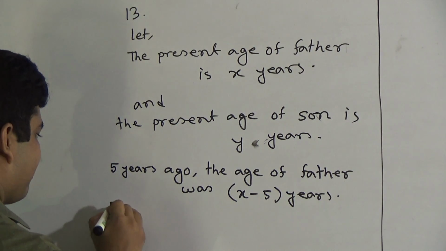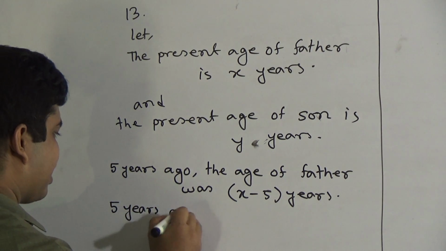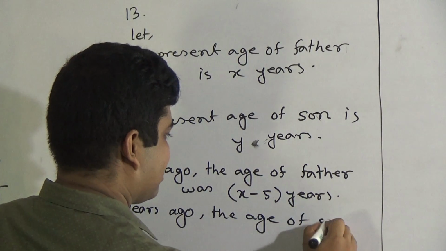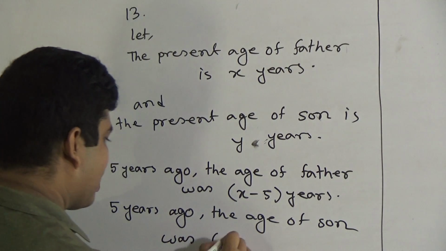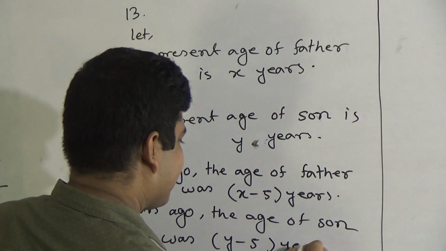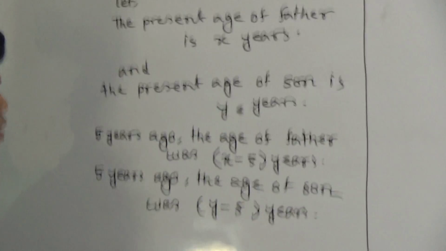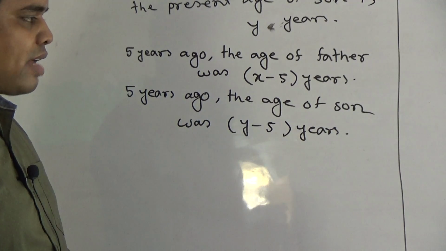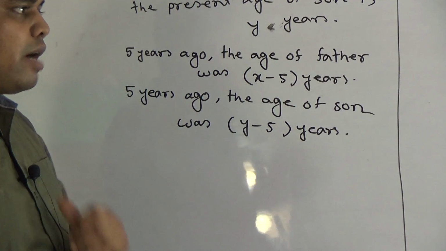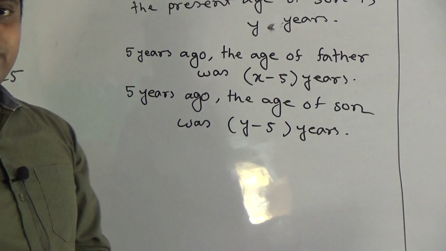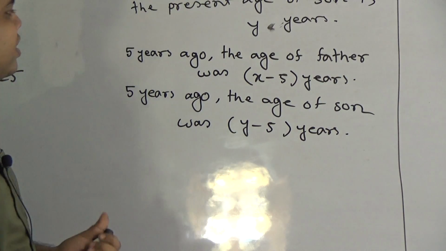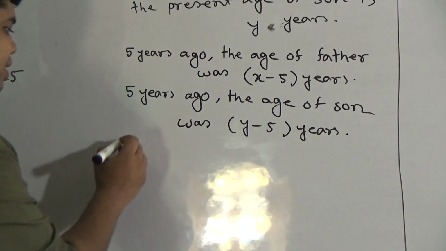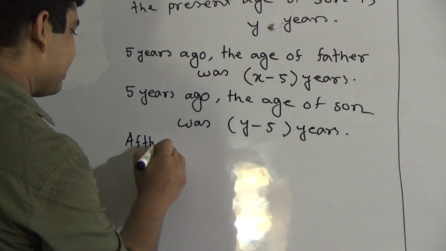Similarly, 5 years ago the age of son was y minus 5 years. Okay. So 5 years ago we have already found out the age of father and the age of son. Now we need to find out after 15 years what will be their age. So after 15 years what will be their age? x plus 15 and y plus 15. Now we write this after 15 years.